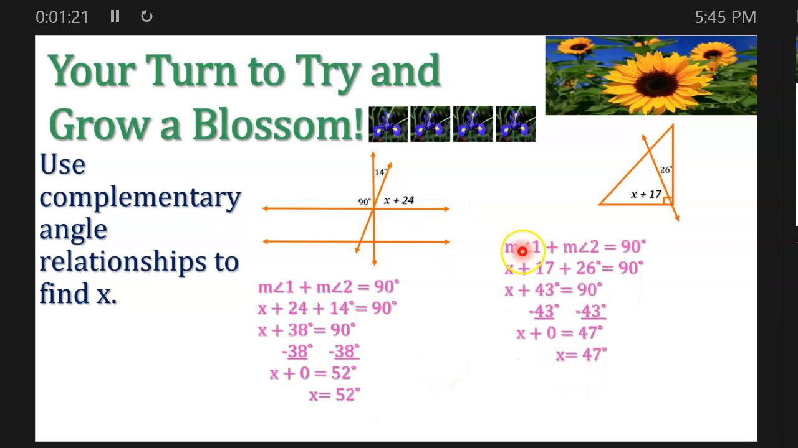Okay, the second one. First measure plus the second measure, the second angle, equaling 90. Now X plus 7 plus 26 equals 90. Combine your like terms, the 17 and the 26 together gets you a 43. And then when you subtract the 43 from both sides, X is going to be 47. And again, we didn't need to add it back to the 17 or anything because they just wanted to know what X was.